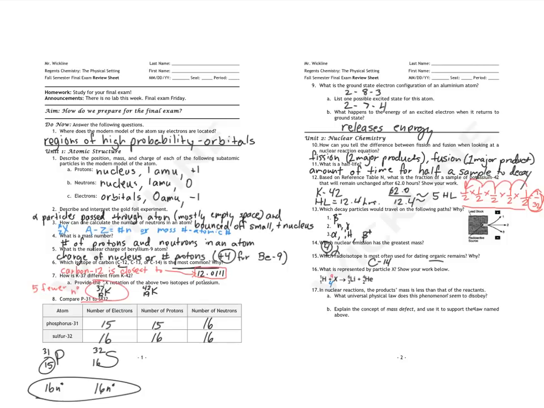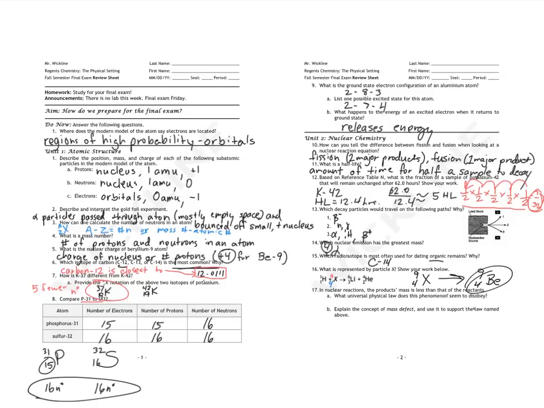So if we have a particle X whose mass is 9 and charge is 4, then what we're really talking about is beryllium-9. And I chose beryllium because the atomic number has to match the element.